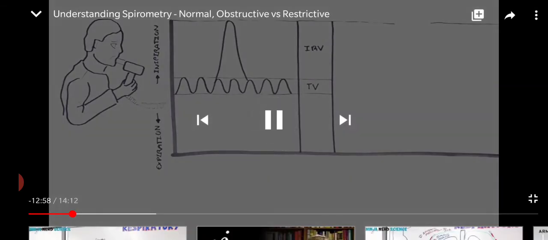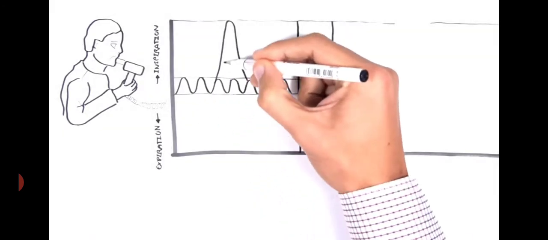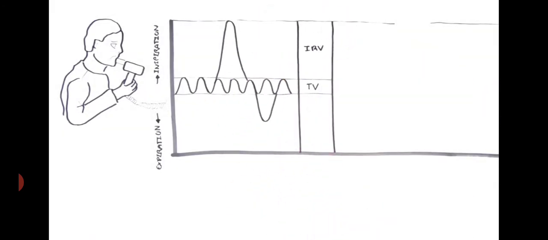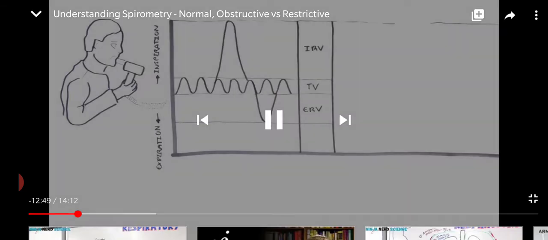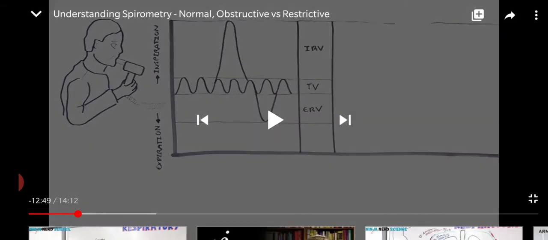Now take a normal breath or normal breaths and then have a maximal expiration. This is your expiratory reserve volume, or ERV. I suppose it's very analogical. We are breathing normally, and then we are expiring to the end. We are expiring everything that we have in the lungs, and this difference between normal quiet expiration and expiration to the bottom is the expiratory reserve volume.